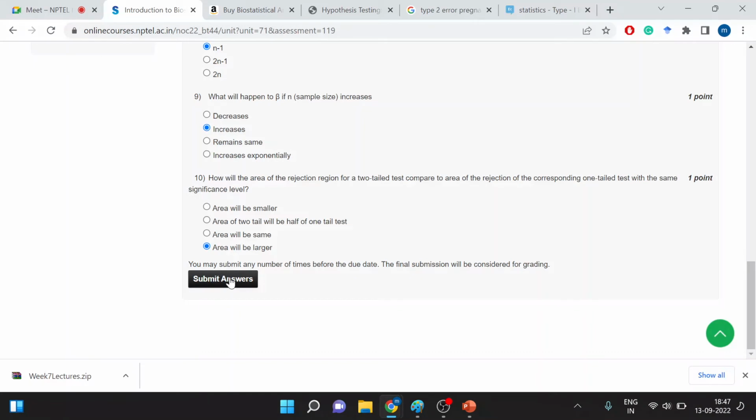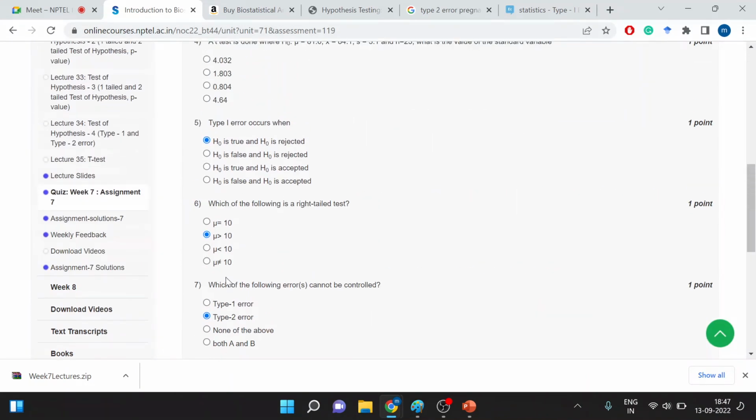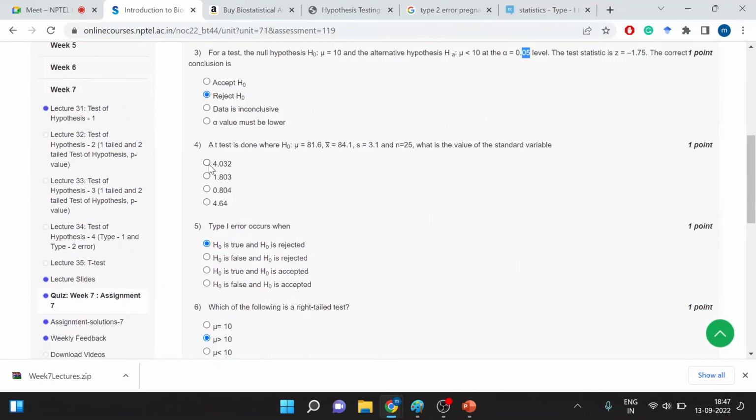Sir, I have another doubt. Can you confirm the answer for the fourth question? I just wanted to make sure my calculation is okay. 4.032. Okay. So it's basically just mu1 minus the sample mean by sigma by. Yeah. Okay. Anyone else?